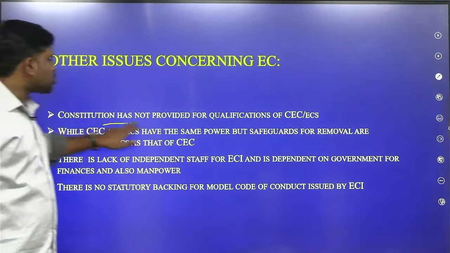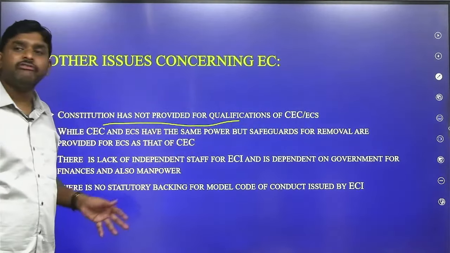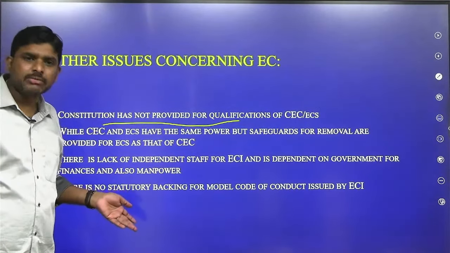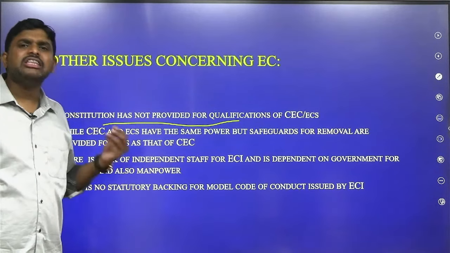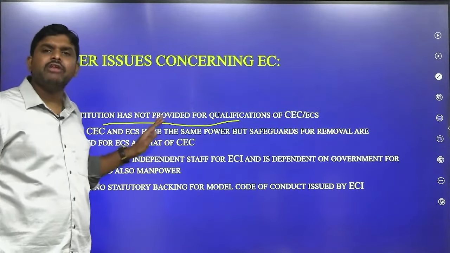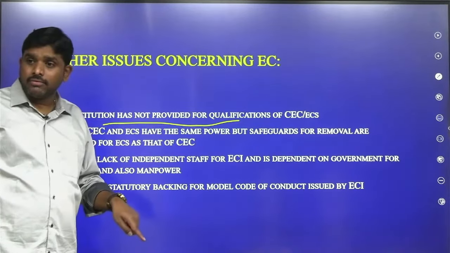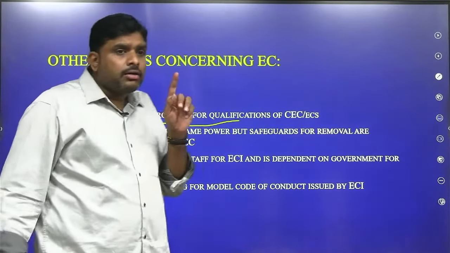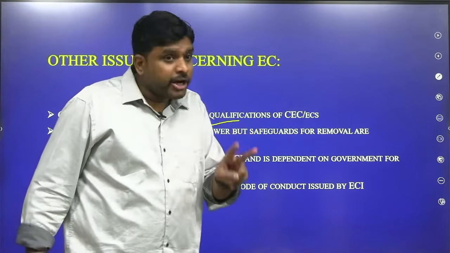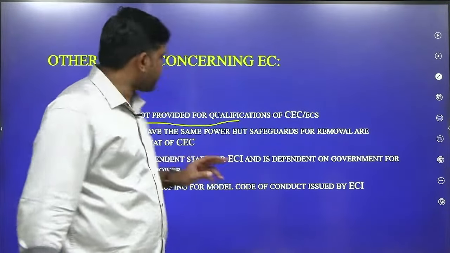Other issues: the Constitution has not provided for the qualification of the Chief Election Commissioner or Election Commissioners. Up to now they were appointed randomly according to the choice of the government. But now, by a 3-member committee: Prime Minister, Leader of Opposition, Cabinet Minister.